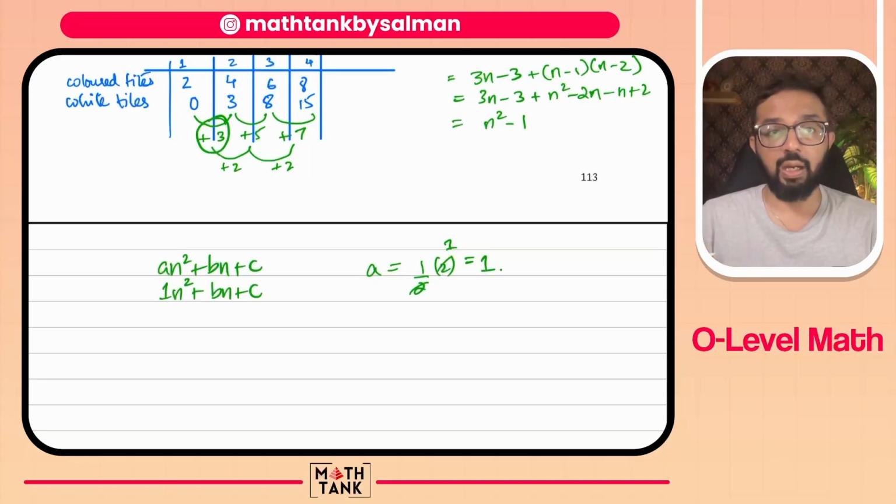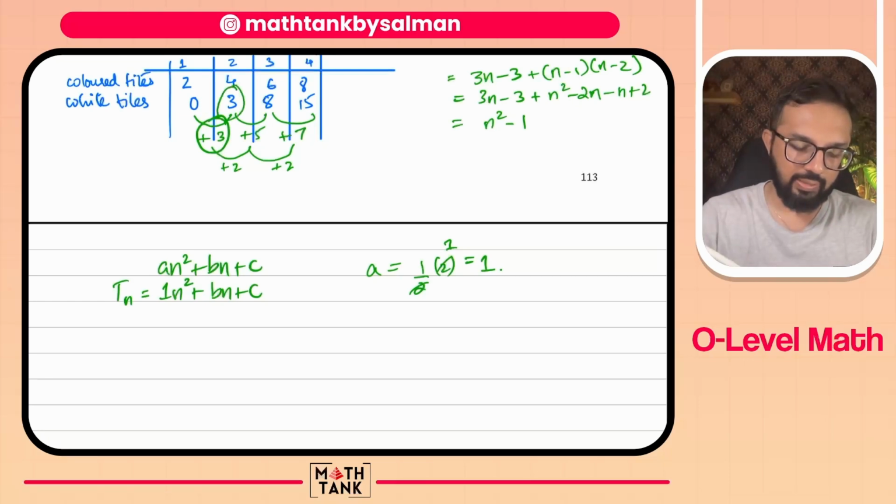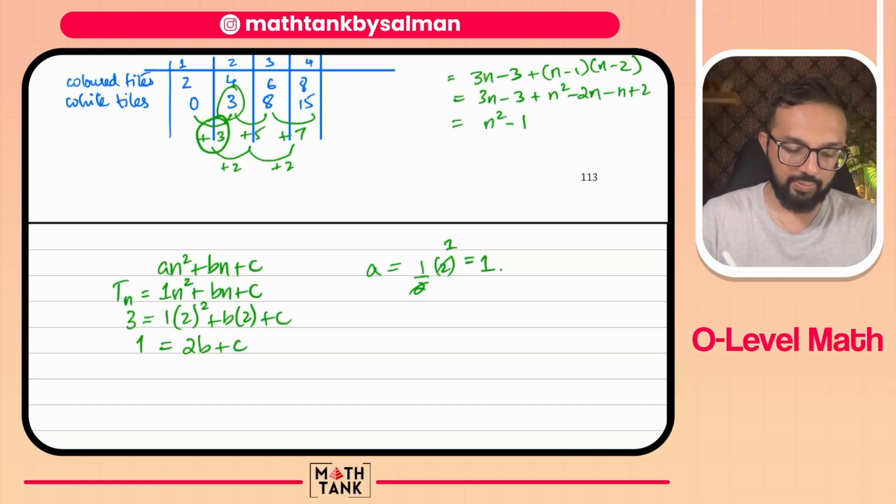Now, how do I find the rest of the terms? Okay, remember that this is tn. Do I know term number 2? Yes, I know term number 2. Term number 2 was in this case 3. So can I say 3 equals 1 times 2 square plus b times 2 plus c? That gives me 2b plus c, and I subtract, this gives me 1.